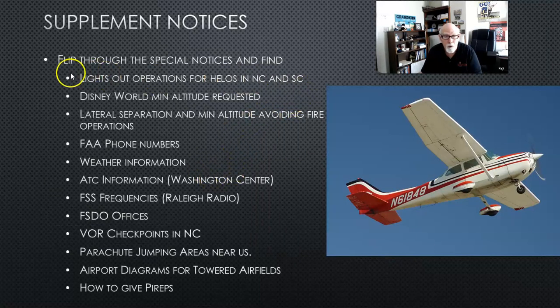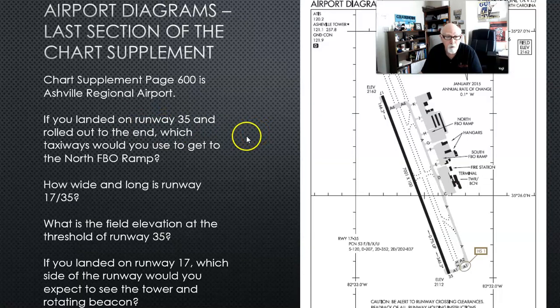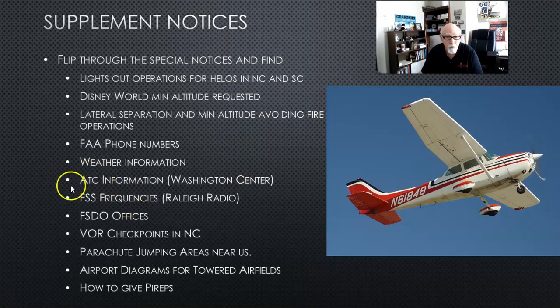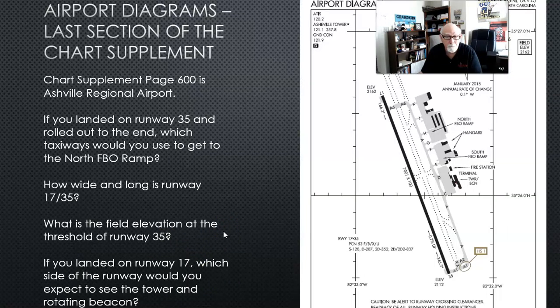Okay, as you flip through the special notices in the chart supplement, find out lights out operations for helos in North Carolina, Disney, min altitude, lateral separation for fire ops, FAA phone numbers. Just look through and see if you can find all this information and just know where it's at. You don't have to write anything down, just be able to find it and familiarize yourself with it.